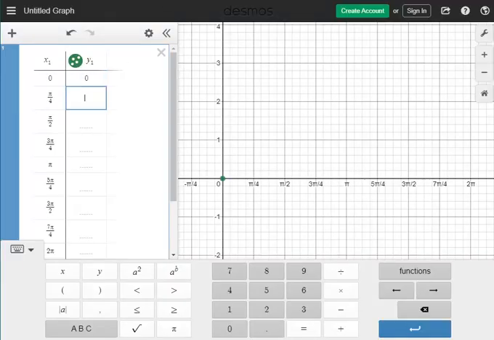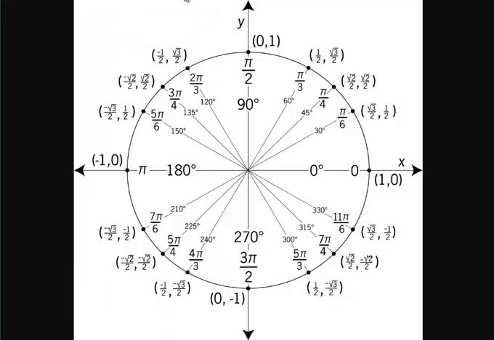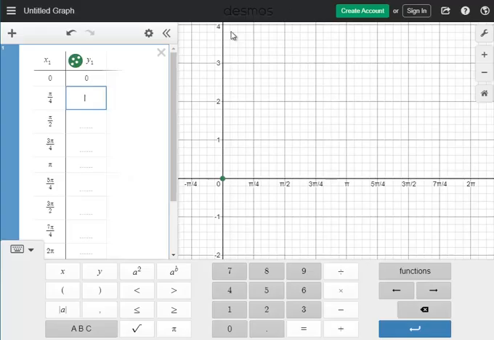All right, pi over 4. We have to do the y divided by the x. Because they're the same thing, something divided by itself is 1. So tangent of pi over 4 is 1. Let's move on to pi over 2. So pi over 2 is going to be 1 divided by 0.